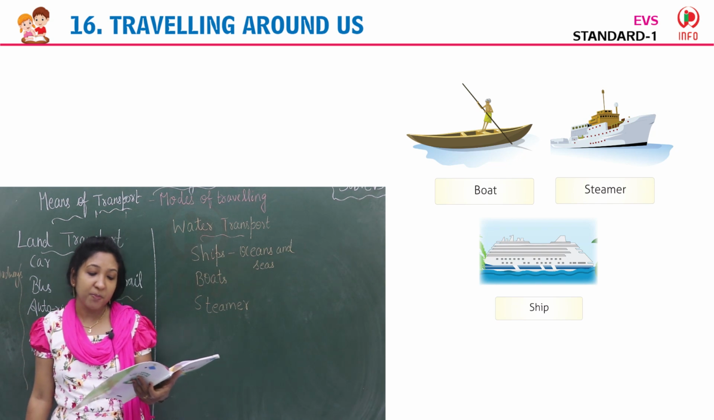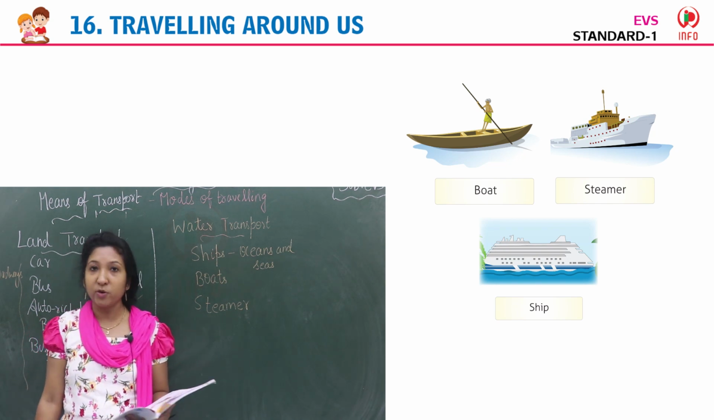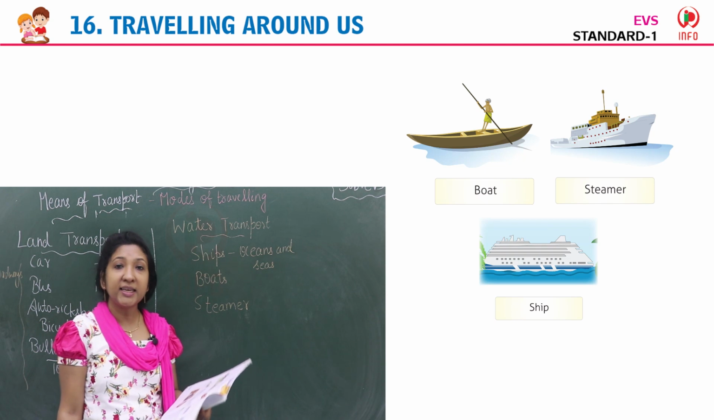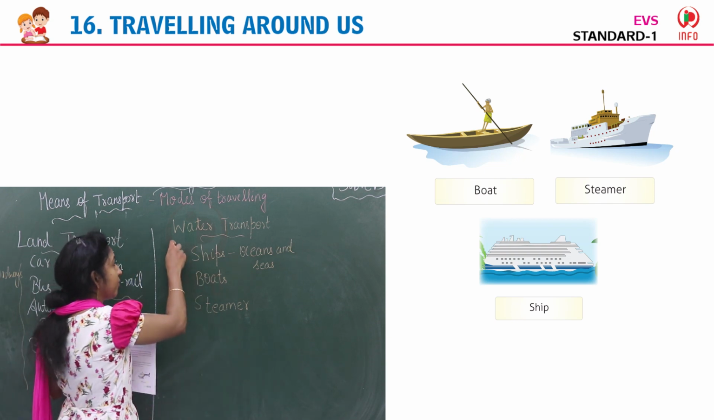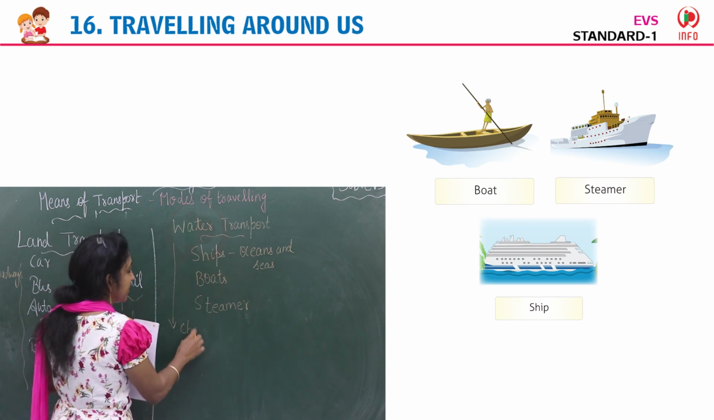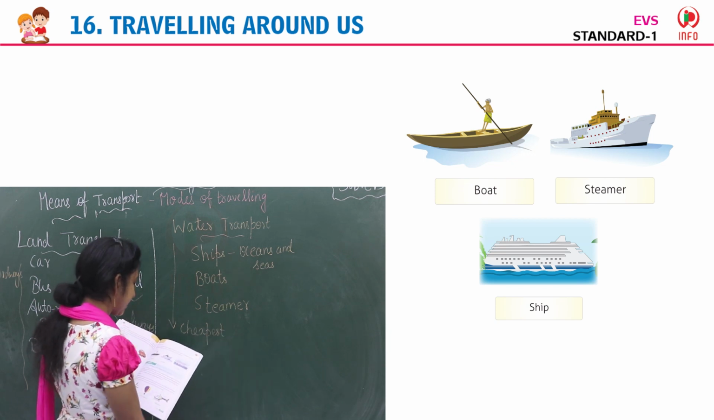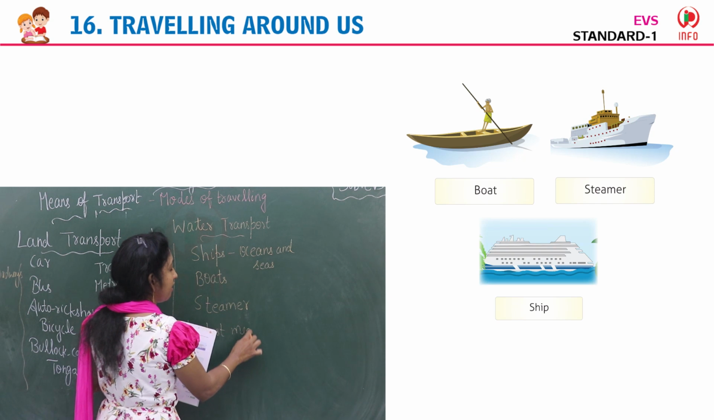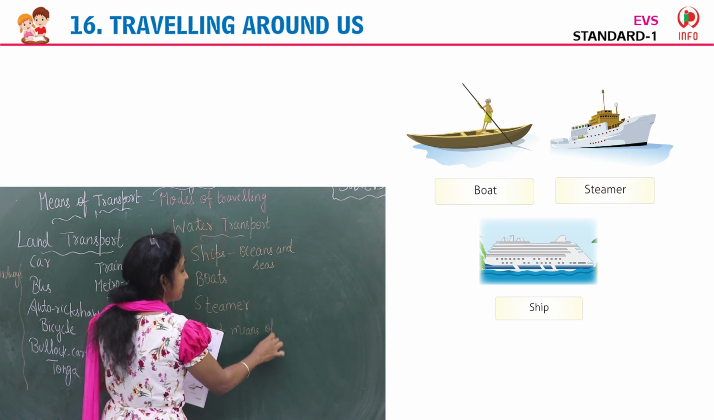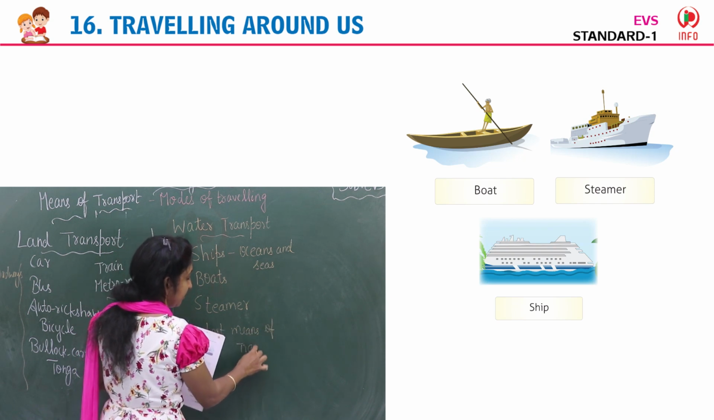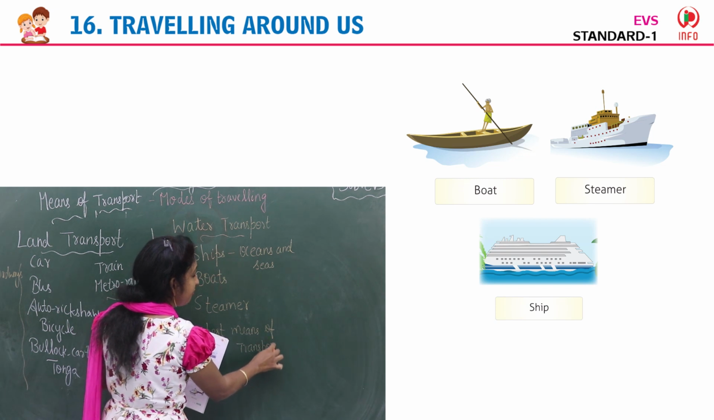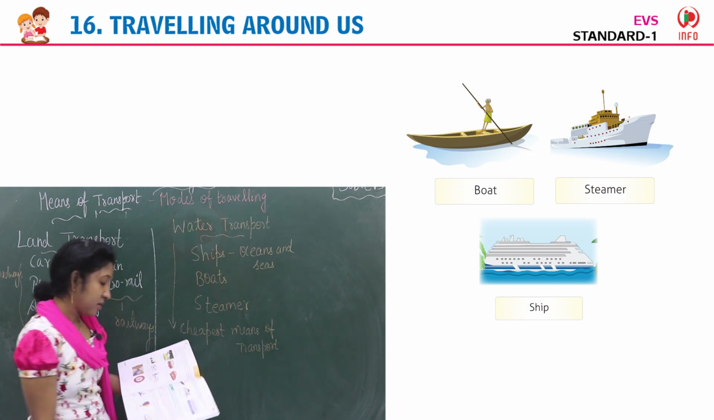Waterways are the cheapest means of transport. It is not that costly. So water transport, they are the cheapest means of transport.